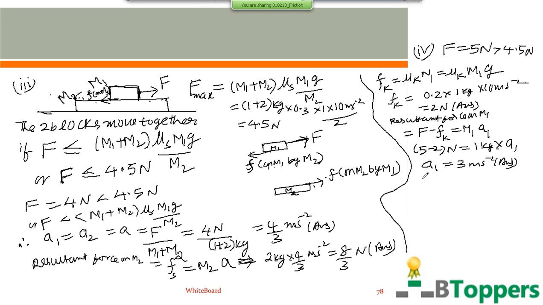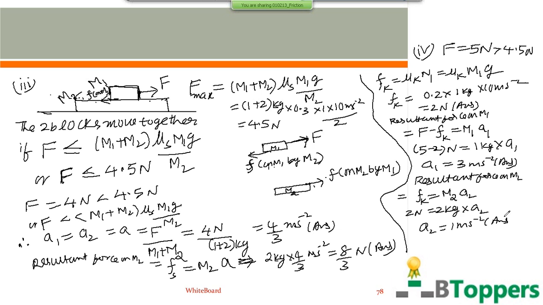Next, to find the acceleration of mass M2, we'll apply Newton's second law for the mass M2. The magnitude of the resultant force on M2 is equal to Fk, the only force which acts on M2 in the horizontal direction, the force of kinetic friction exerted on it by the upper block. From Newton's second law, the magnitude of the resultant force on M2 is equal to the product of its mass and the magnitude of its acceleration. Already we calculated the magnitude of kinetic friction on M2 as 2 newton. The mass M2 is 2 kg. So you can substitute M2 equal to 2 kg on the right side and Fk equal to 2 newton on the left side. So the magnitude of acceleration of M2 is 1 meter per second square.